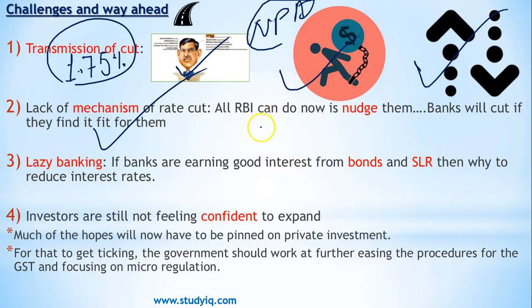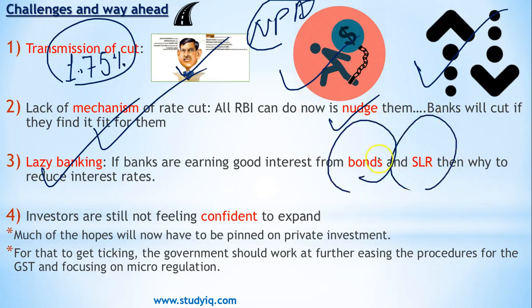But here what happens is that you have to nudge, right? That means the RBI will tell the banks to do this and that, but at the end of the day it depends on the bank whether it wants to reduce it or not. Then you have this lazy banking thing that is going on. Lazy banking means the banks will think that if I'm earning enough money from government bonds or this SLR, then why should I bother to reduce this interest rate and look for more customers and things like that.